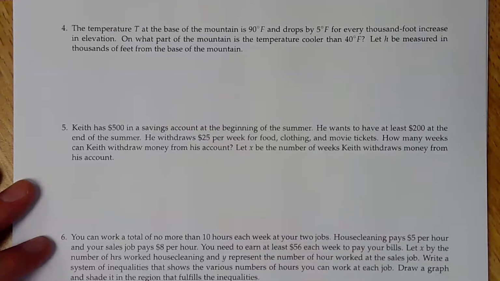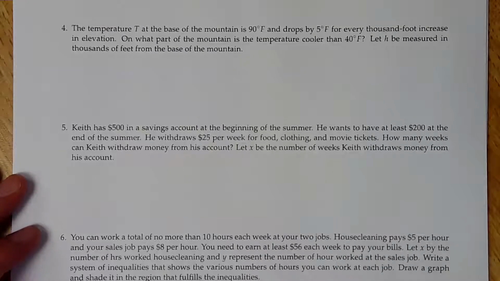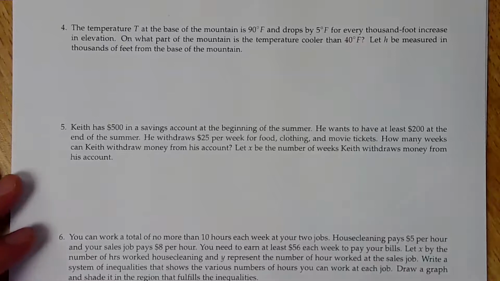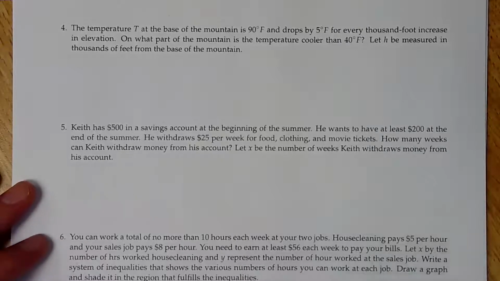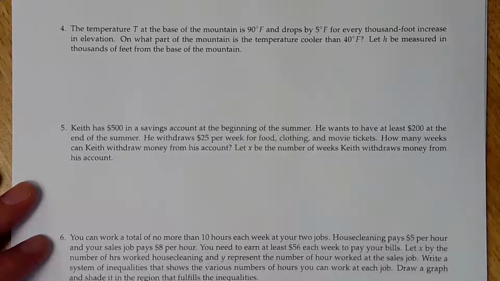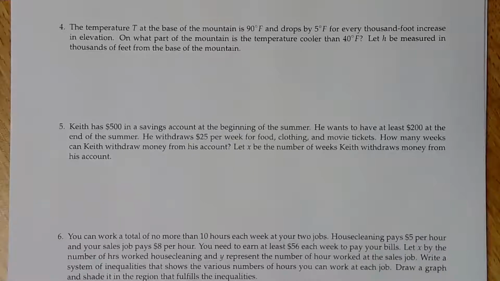All right, let's take a look at a few more problems that are going to use some inequalities so we can get some practice with that. So the temperature T at the base of a mountain is 90 degrees, and it drops by 5 degrees for every 1,000 feet you climb in elevation. On what part of the mountain is the temperature cooler than 40 degrees? So how far up do we have to hike before we probably need to put a jacket on is kind of what we're asking here.